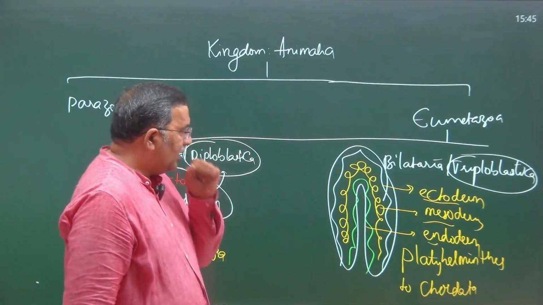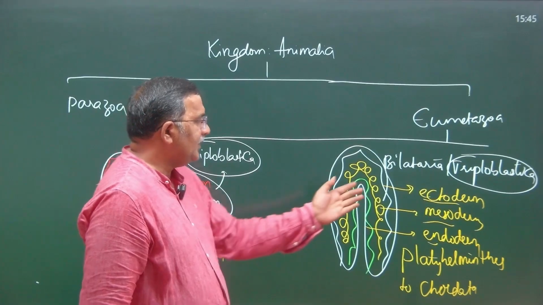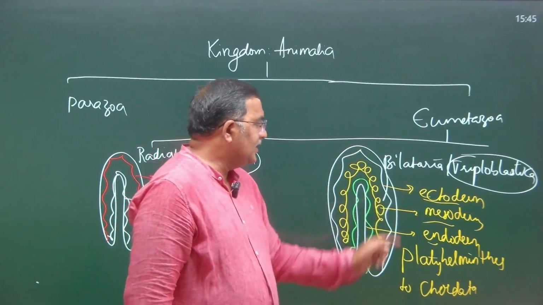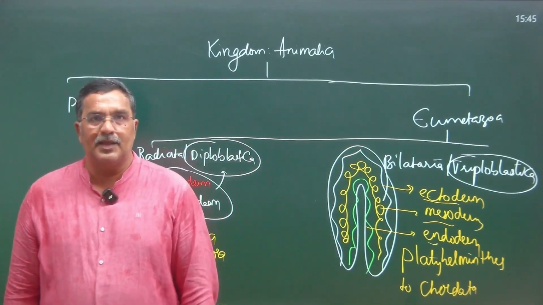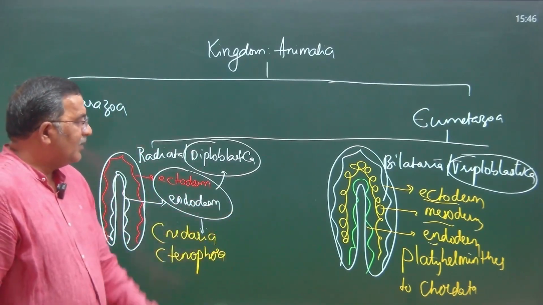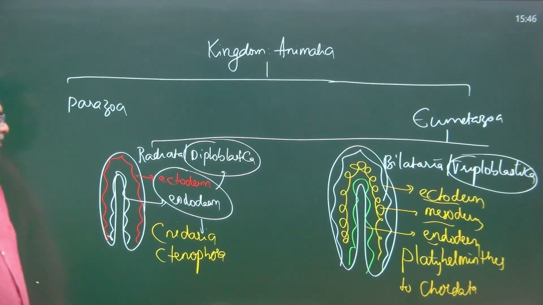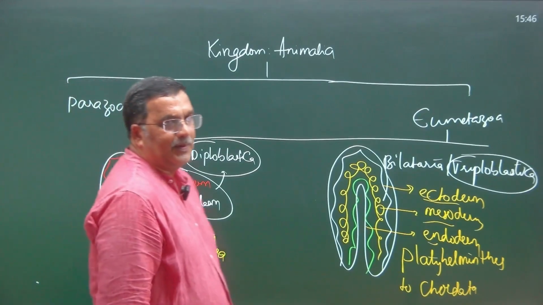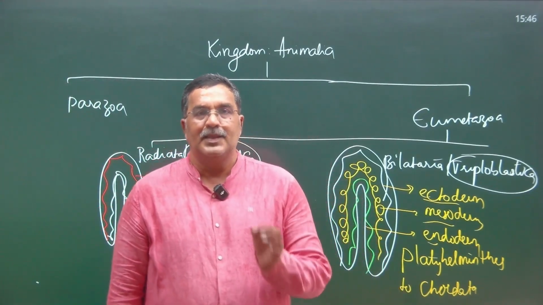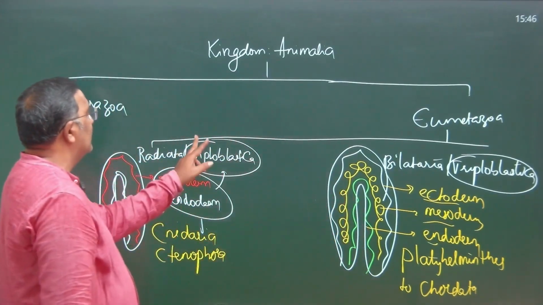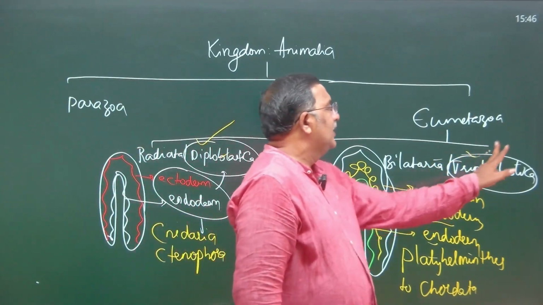So finally, closing this: if three germ layers are present, triploblastica, what are the three germ layers? Ectoderm, mesoderm, endoderm. Examples: phylum Platyhelminthes to Chordata. If two germ layers are present, that is called diploblastica. What are the two germ layers? Ectoderm and endoderm. That's it. Based on the germ layers, we classified the organisms into diploblastica and triploblastica.